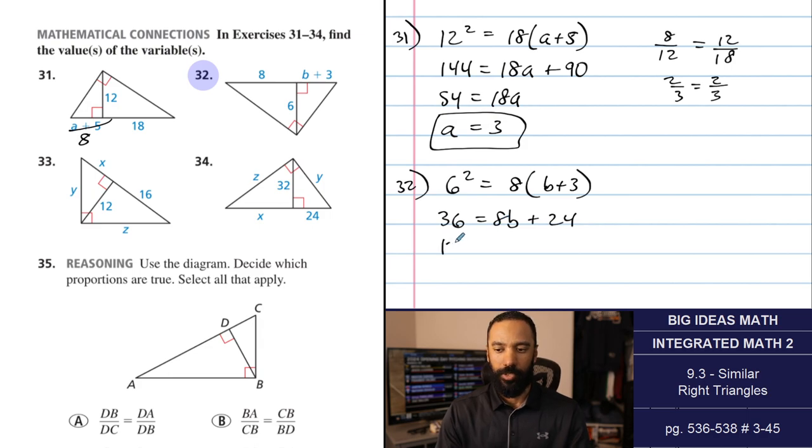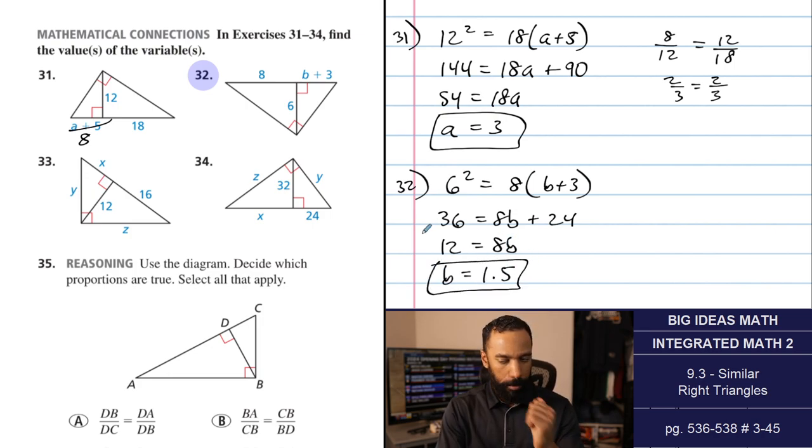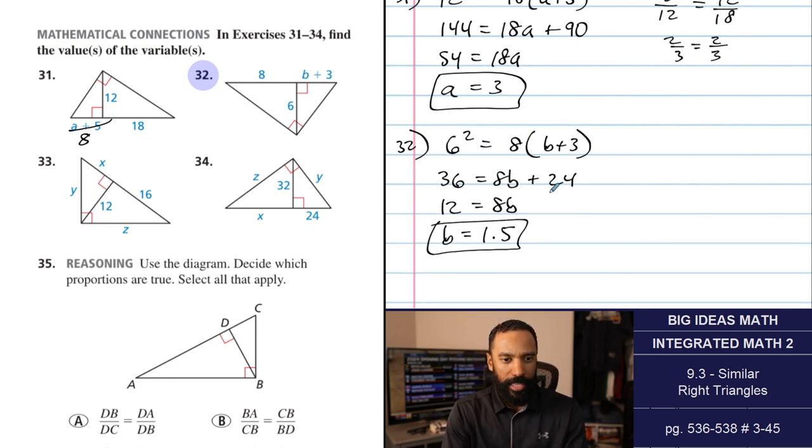Subtract... this one's not going to be clean. Subtract 24 from both sides and divide both sides by... Well, it's clean enough. It's going to be 1.5. Divide both sides by 8 and b is 1.5. I don't know if I want to double-check that one as well.